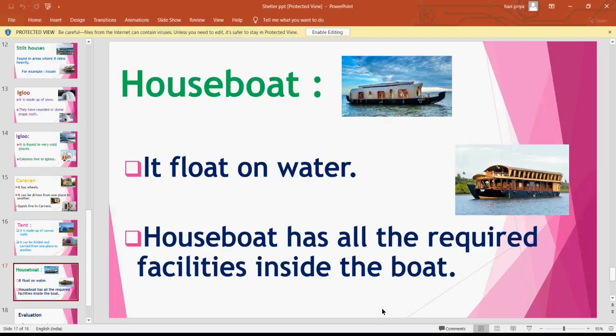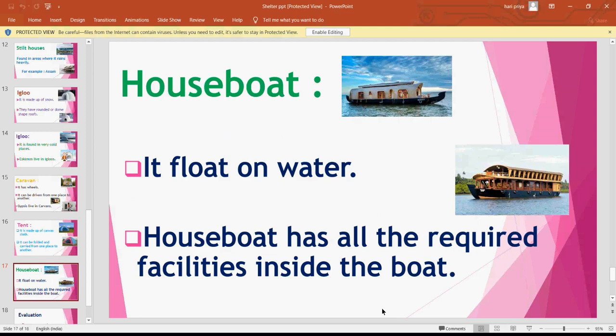And the last type is houseboat. I hope you all have seen a houseboat. If not, in future, if you go to Kerala or any other region, you can see the houseboat. The houseboat is very simple. It flows on water, and a houseboat has all the required facilities inside the boat. Punish is telling I have traveled in that. So far I have not traveled.